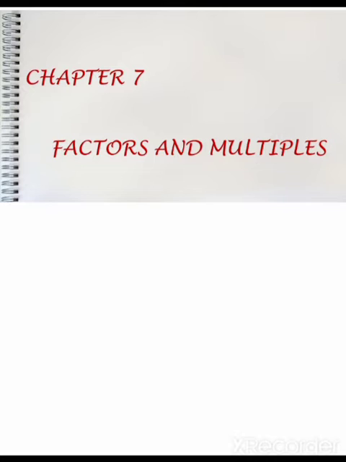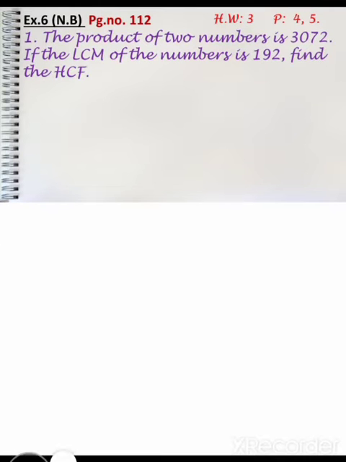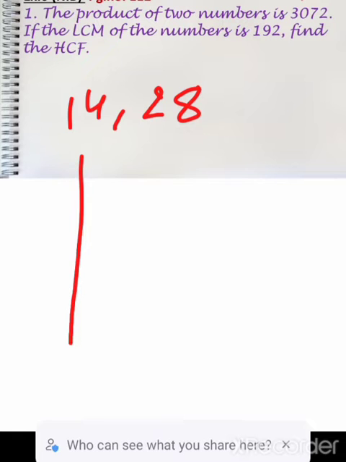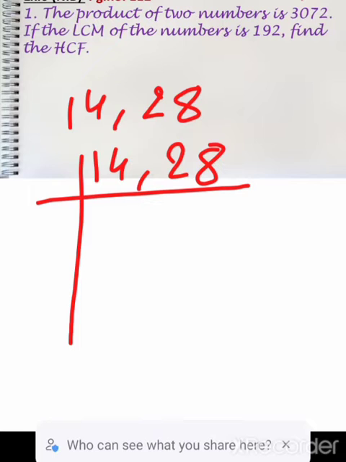Today we are going to see how HCF and LCM are related to the product of those numbers whose HCF and LCM we are finding. Suppose we have two numbers, 14 and 28. Of these two numbers we have to find the HCF and LCM.